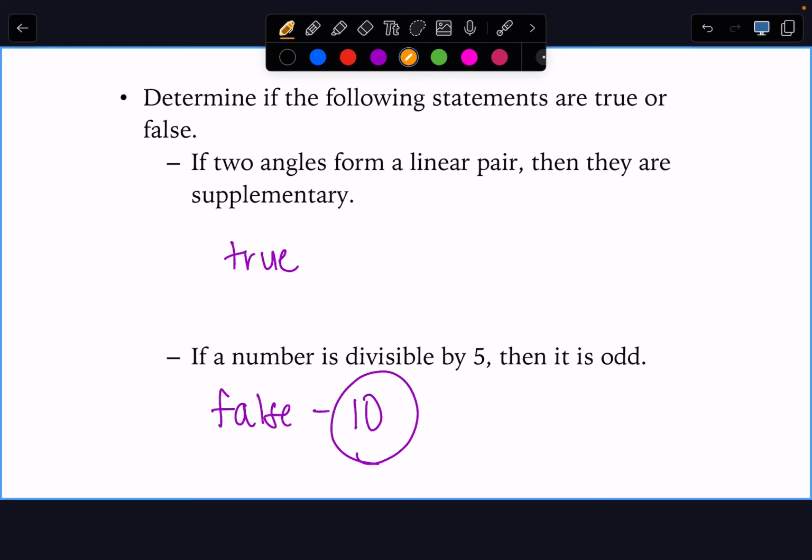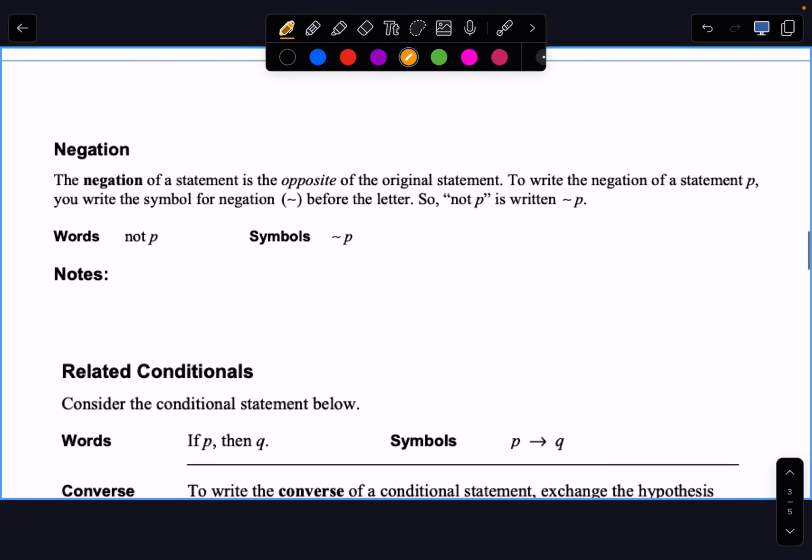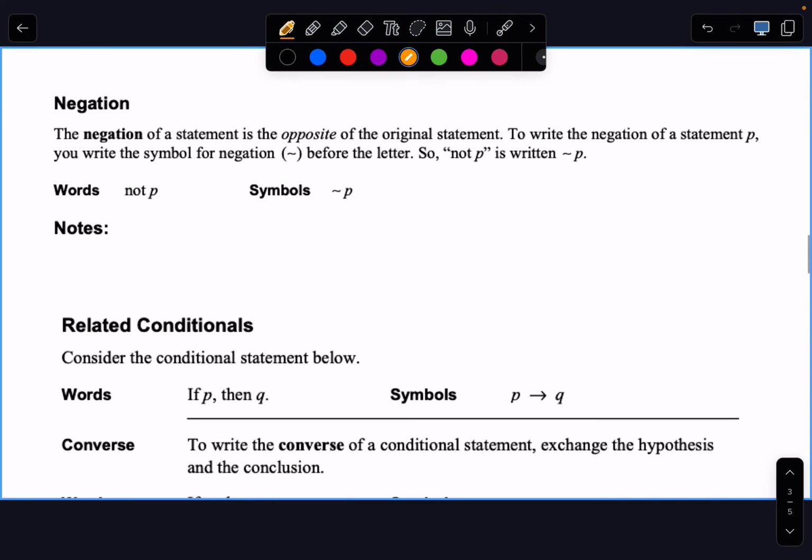Okay, now we're gonna get really thick in the weeds here, okay? So on page 36, right in the middle, we have what's called the negation of a statement, which basically means the opposite. And the symbol is this squiggly in front of the P, okay? And we're going to say not P, okay?